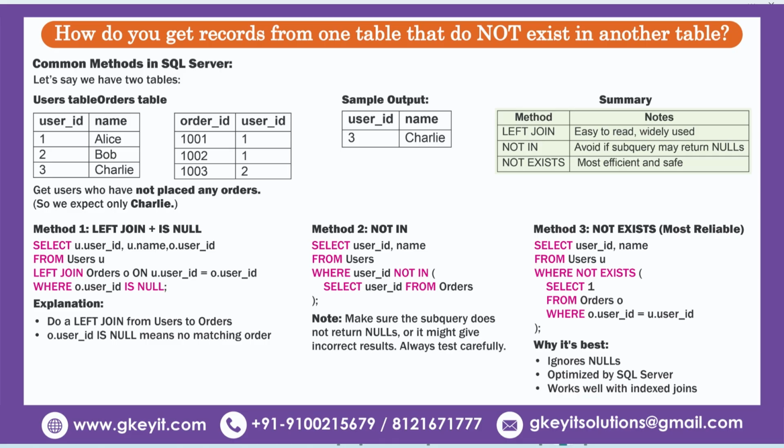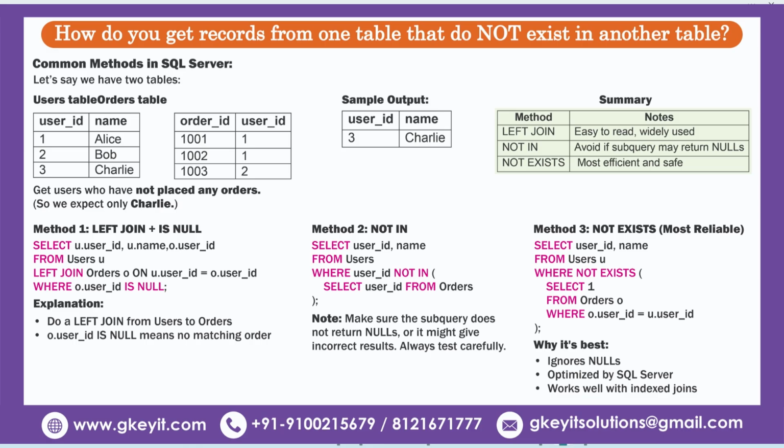It is the most reliable. We have a query using not exists. Select user ID, name from users u where not exists, select 1 from orders where orders.user ID is equal to users.user ID. Here we are not selecting the records where the condition matches. Why is it best? The not exists functionality ignores nulls, is optimized by SQL Server, and works well with index joins.